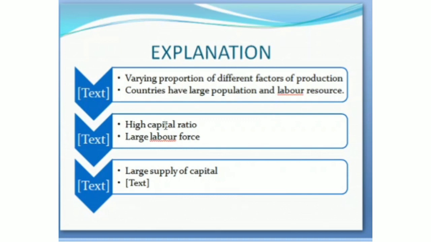Next comes high capital ratio. A capital abundant country presents a higher capital ratio than the labor abundant country presents. Large labor force. Thus, a country with a large labor force will be able to produce those goods at a lower cost that involve a labor intensive mode of production. Large supply of capital. Similarly, the countries with a large supply of capital will specialize in those goods that involve a capital intensive mode of production.